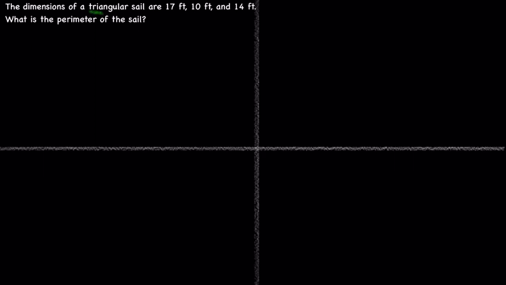The dimensions of a triangular sail are 17 feet, 10 feet, and 14 feet. What is the perimeter of the sail? Recall that the perimeter of a triangle is just the sum of the sides. So we can write P equals 17 plus 10 plus 14. 17 plus 10 is 27, and 27 plus 14 is 41. So the perimeter of the sail is 41 feet.